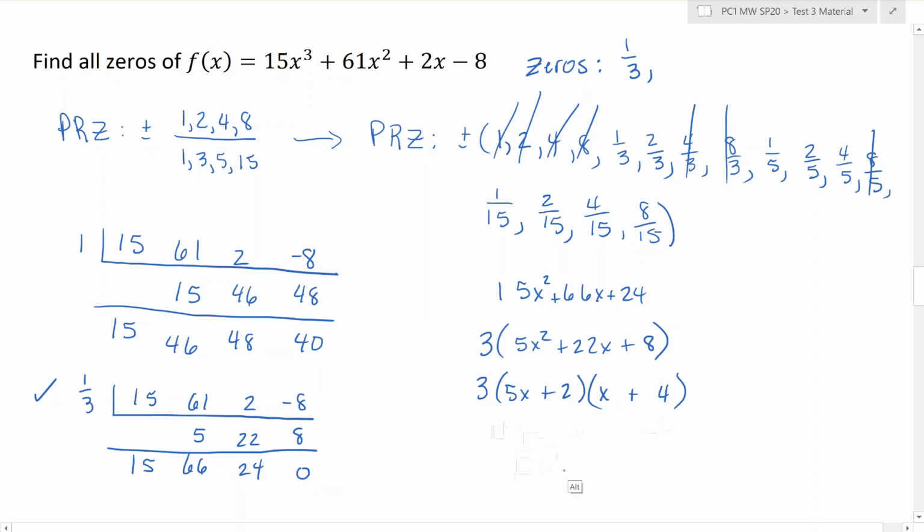How do you figure out what the zeros are from that? Well, let's do the easier one first. If we set that equal to 0 and solve, we get a 0 of -4. If we try this one, set it equal to 0 and solve that, we get an x of -2/5. Okay, so there are our 3 zeros.